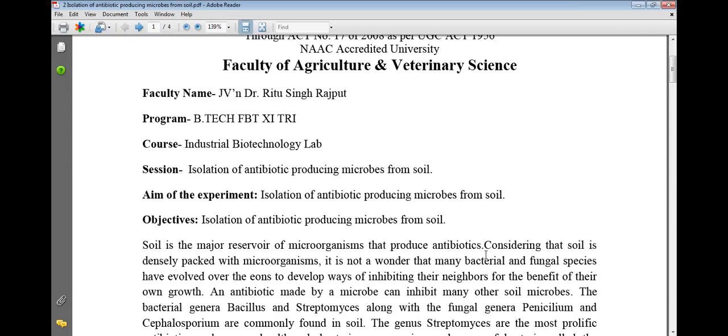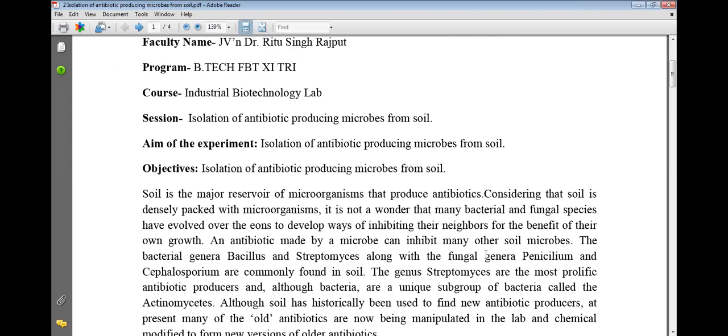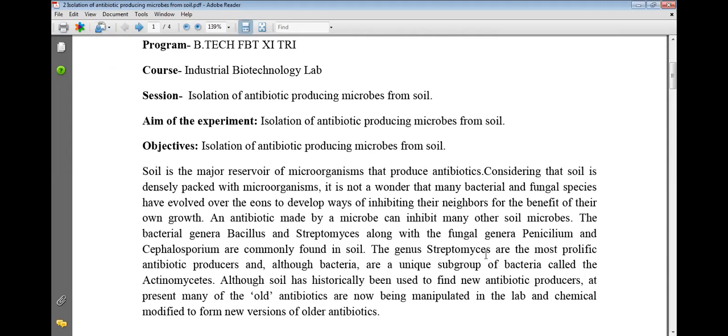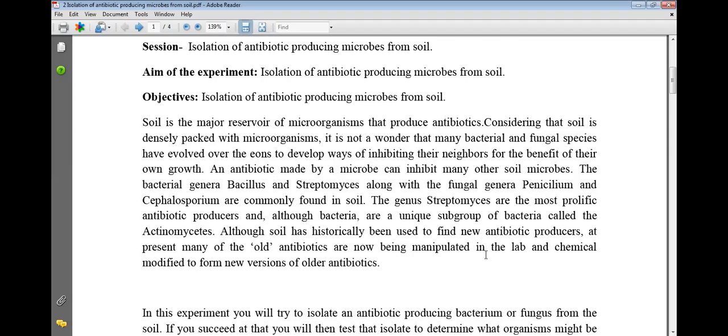Today's session is on the isolation of antibiotic producing microbes from soil. Soil is a major reservoir of microorganisms that produce antibiotics. Consider that soil microbes have evolved over the eons to develop ways of inhibiting their neighbors for their own benefit. Generally, from our soil we have isolated Bacillus and Streptomyces, and fungal genera that produce penicillin, and some bacteria.